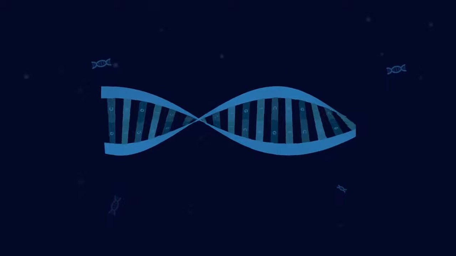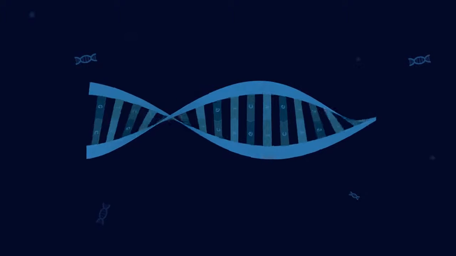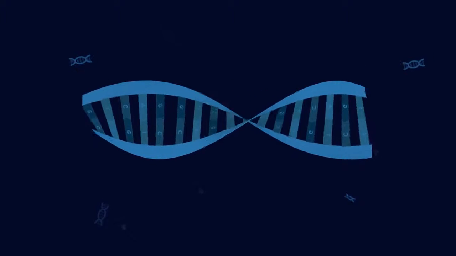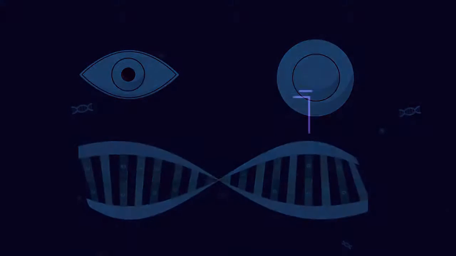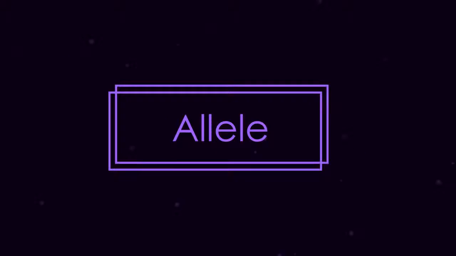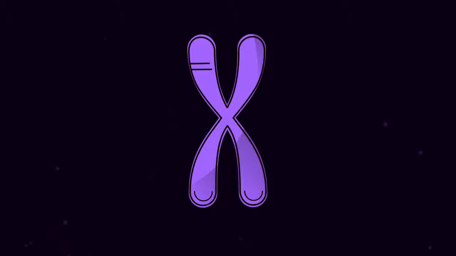A gene is a unit of hereditary material. Each chromosome contains thousands of genes made up of DNA. The gene codes for a particular characteristic of the organism, such as eye color or blood group. An allele is an alternative name for a gene, representing the different versions of that gene.